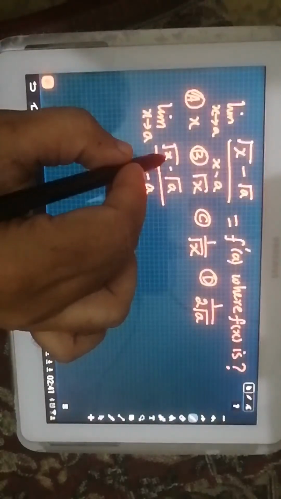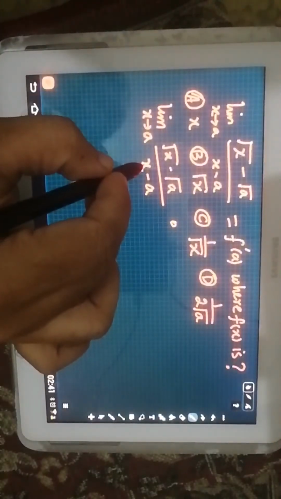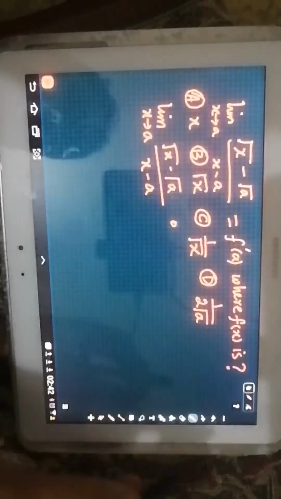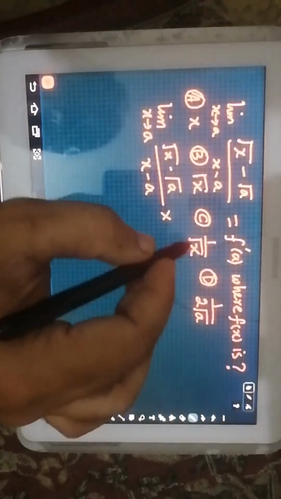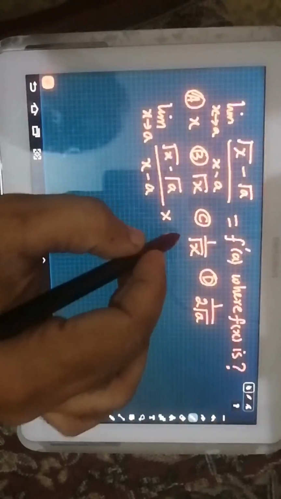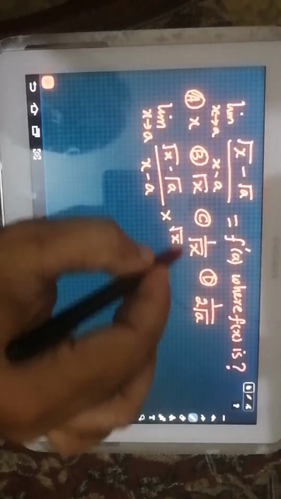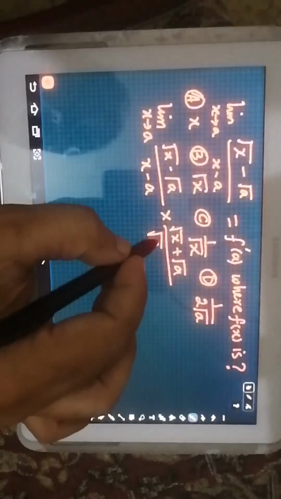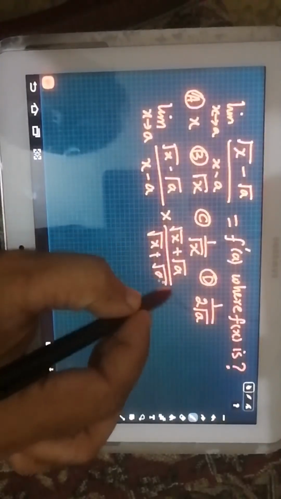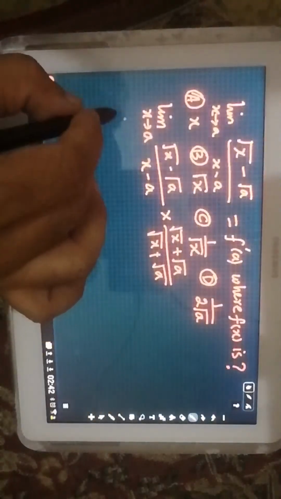When a is put here, square root a minus square root a will be 0. And the denominator, the application of limit forces us to write a in place of x, so a minus a will be 0. So it is obviously 0 by 0 form. 0 by 0 is called indeterminate. For this indeterminate form, in order to resolve it, we are going to rationalize the numerator. In order to do that, we can multiply and divide by a non-zero number. So this is the non-zero value which we are multiplying and dividing by: square root x plus square root a.